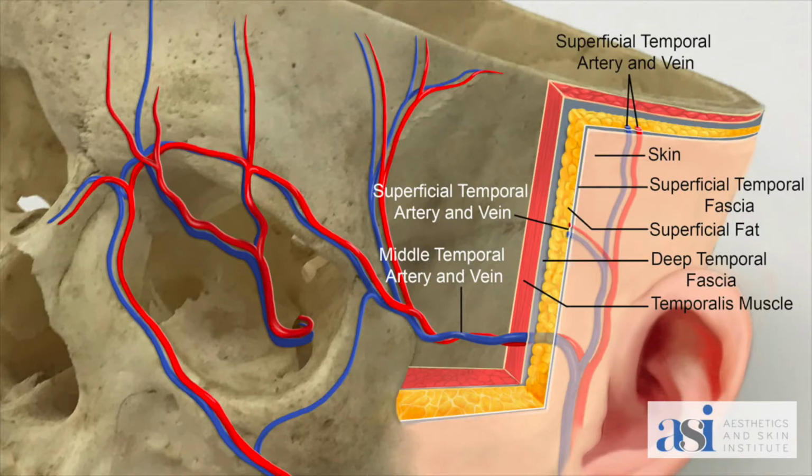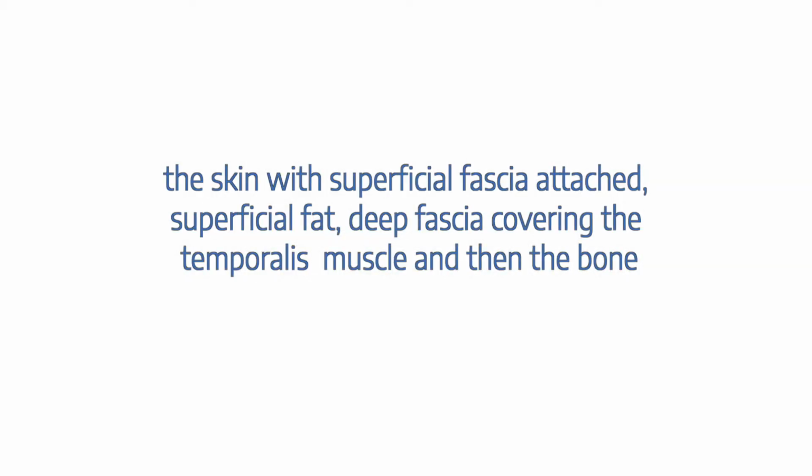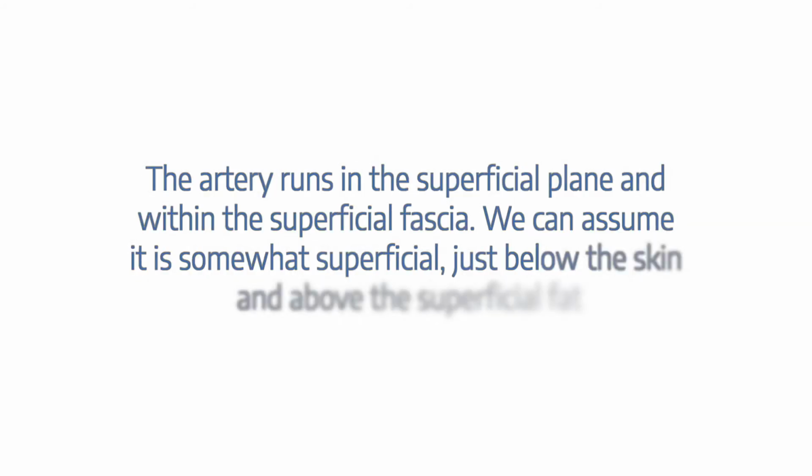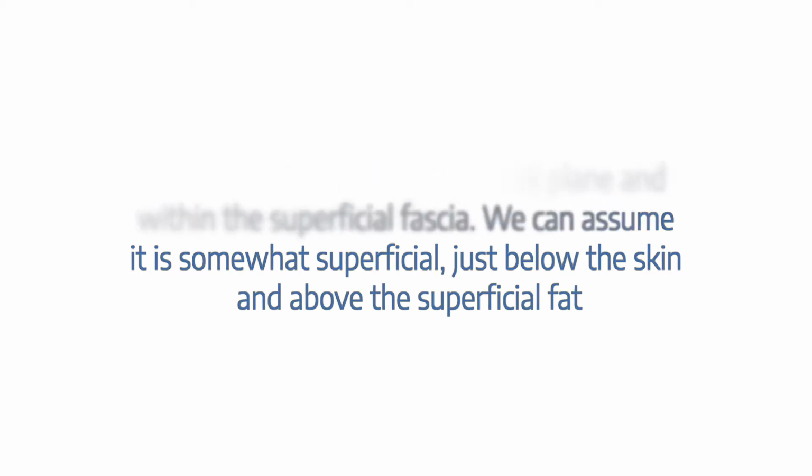First, understand the anatomy in this region. Typically over the temporal hollow, the layers are the skin with superficial fascia attached, superficial fat, deep fascia covering the temporalis muscle, and then the bone. The artery runs in the superficial plane and within the superficial fascia. We can assume it is somewhat superficial, just below the skin and above the superficial fat.